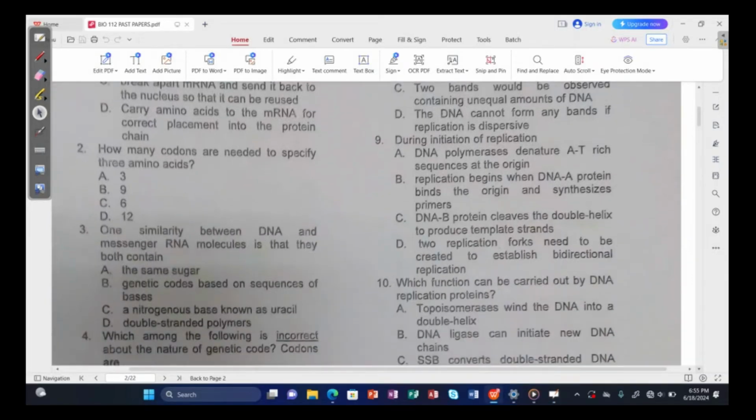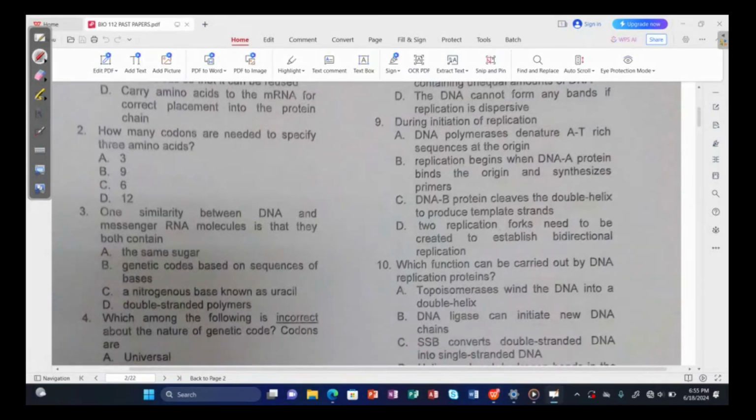Then question 2 reads, how many codons are needed to specify 3 amino acids? So what is a codon? A codon is a triplet base. That is, if you have 3 bases, let's say AUG, this is a codon. So how many codons do we need to specify 3 amino acids? In short, we need 3 codons.